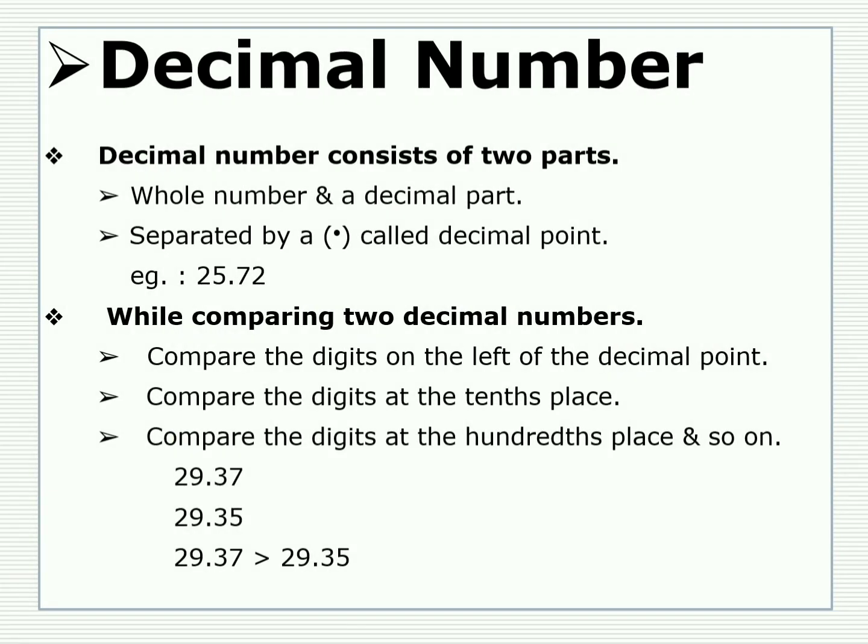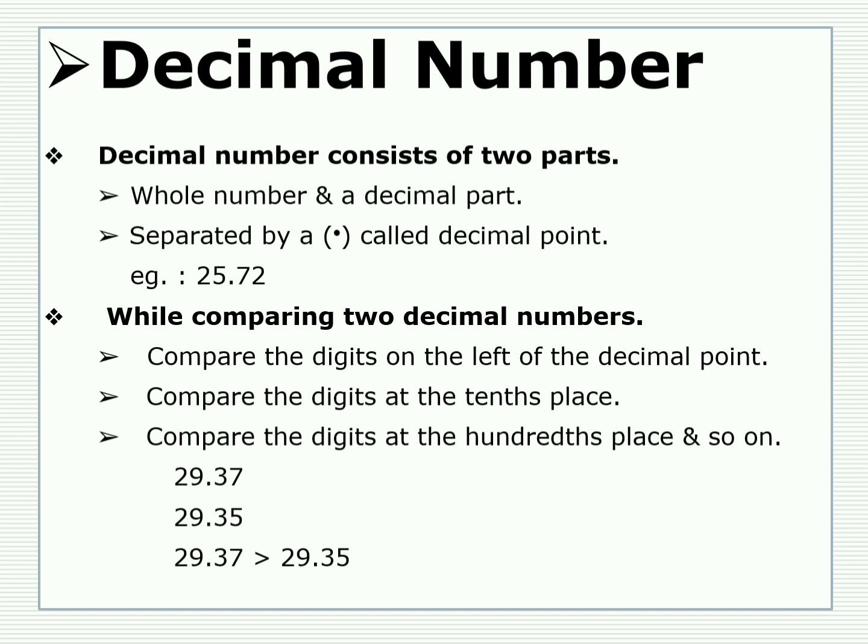Now we will understand decimal numbers. A decimal number consists of two parts, a whole number part and a decimal part, which is separated by a dot called the decimal point. For example, 25.72. Understand? Now let us understand how to compare two decimal numbers.